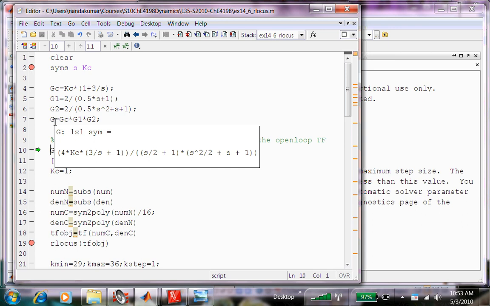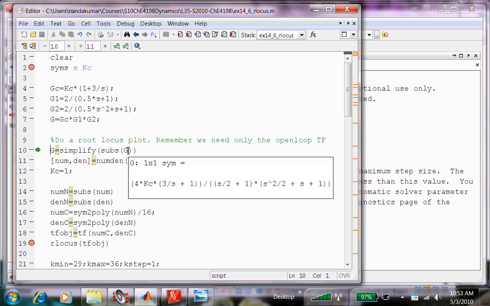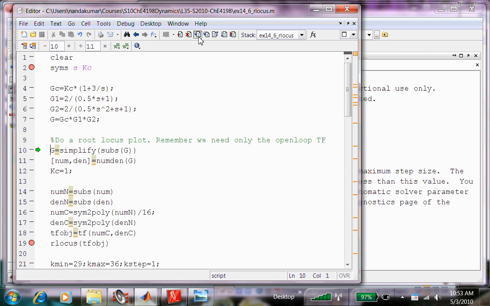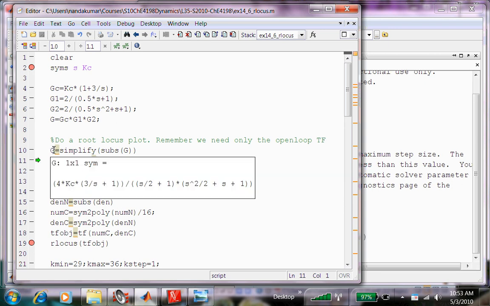Now look at G. G will be the open loop transfer function. It has multiplied everything, and you see Kc as a symbol, and s. But it has not factored it as numerator and denominator. It simply appears as a product. So simplify is the one that is going to do that. This is how G looks before. After I execute that line, G still looks like that.